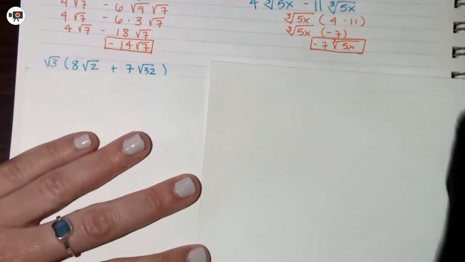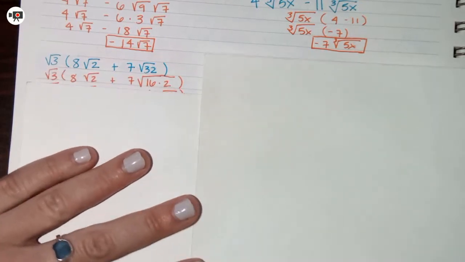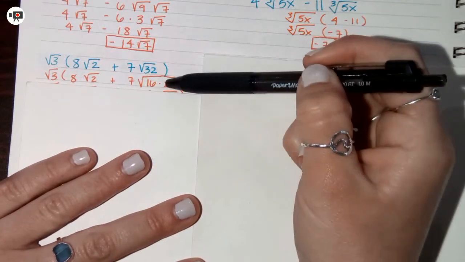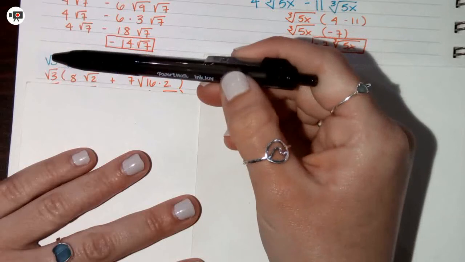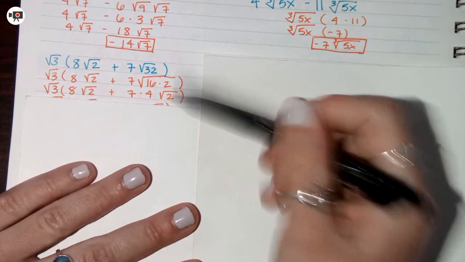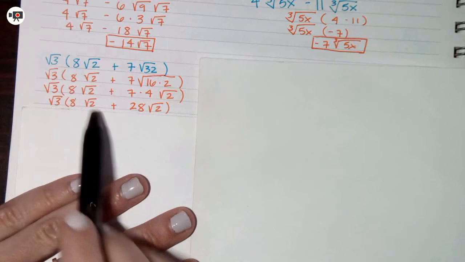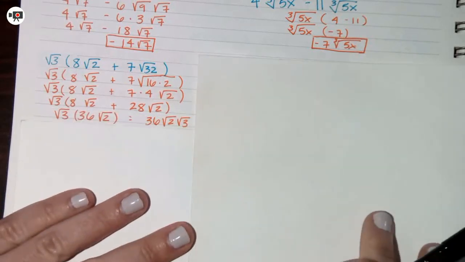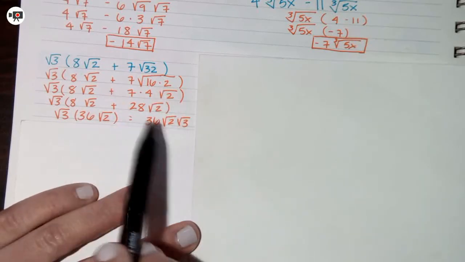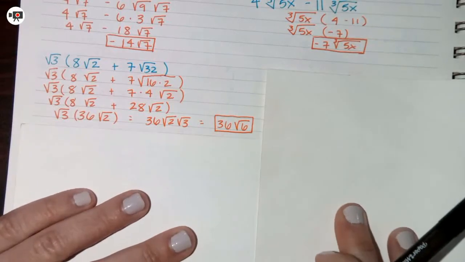Next, the square root of 3 times 8 times the square root of 2 plus 7 times the square root of 32. I'm going to change this 32 into 16 times 2. I'm going to work with the 32 first and make it as small of numbers as possible instead of distributing the square root of 3. So this would be 7 times 4 times the square root of 2, which is 28 times the square root of 2, and the rest is the same. Now I have like radicals inside the parentheses. So this is the square root of 3 times 36 root 2, which is 36 times the square root of 2 times the square root of 3, which is 36 times the square root of 6.